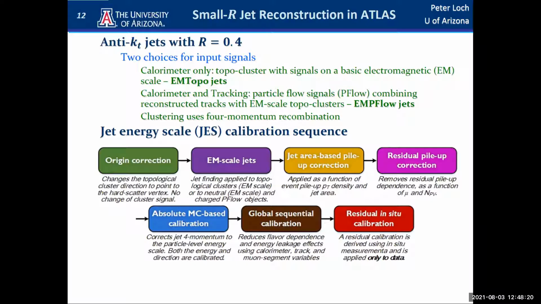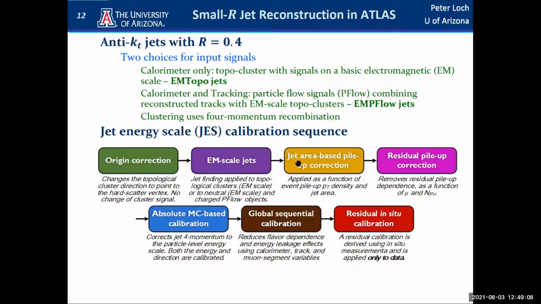So the first thing that happens, before you even find jets, is that you shift all the inputs such that the direction comes from the primary vertex. This doesn't change the signal, but it changes the direction associated with the topocluster. Of course, for tracks, we don't have to do this. The tracks from the hard scatter vertex have a well-measured direction already, so there's no shifting needed. So the sequence you see here is actually the one for calorimeter jets. We then apply the jet finder to the now shifted topoclusters, and we get the jets on the EM scale, either, again, the calorimeter jets or the p-flow jets with the neutral objects on EM scale.